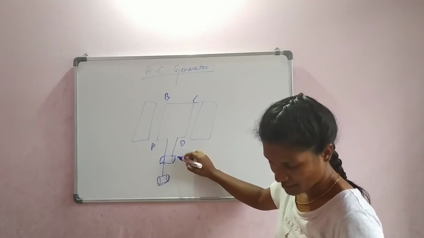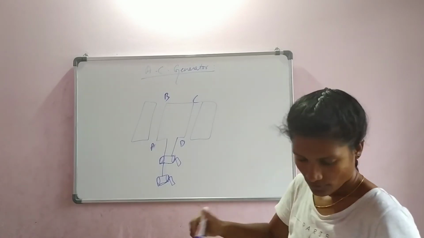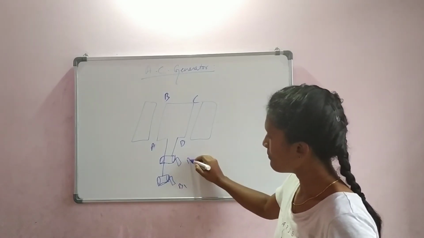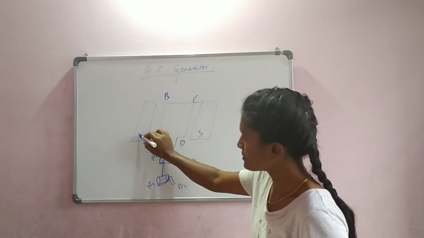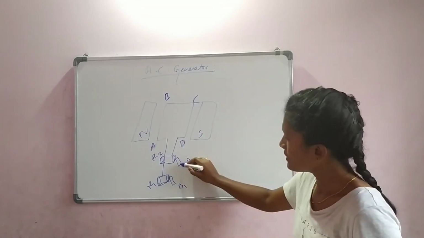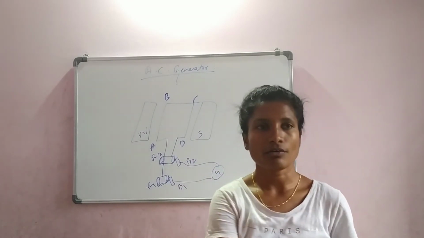And there is a brush associated with each ring. B1 and B2, these two are rings. ABCD is a coil. These are magnets. And what else? These brushes are connected to a galvanometer. So this is the diagram.